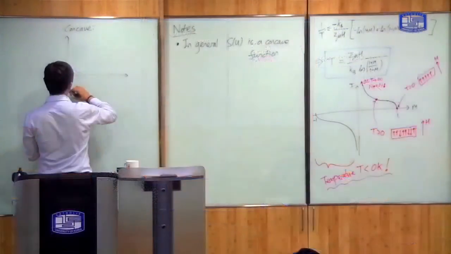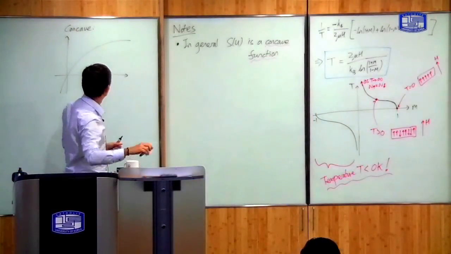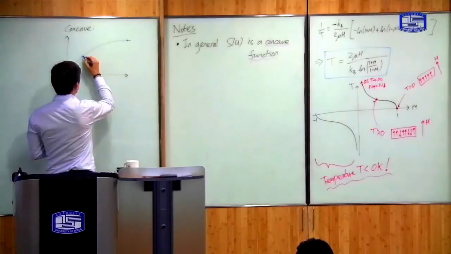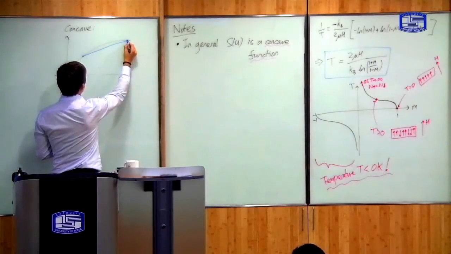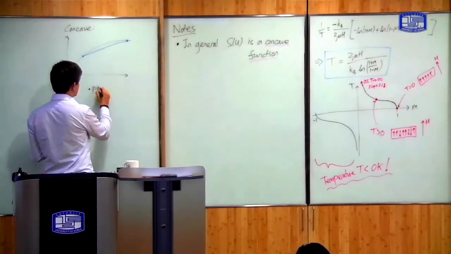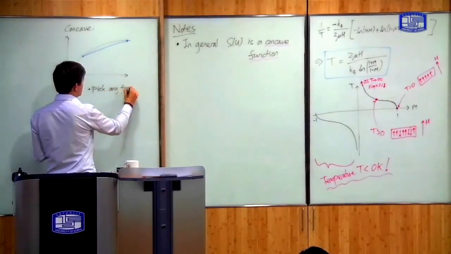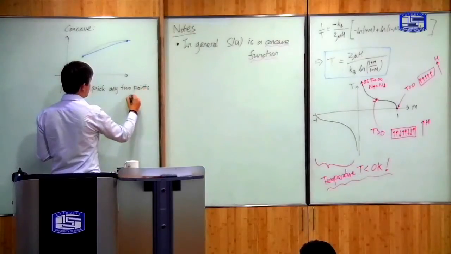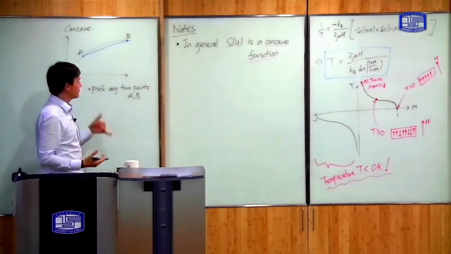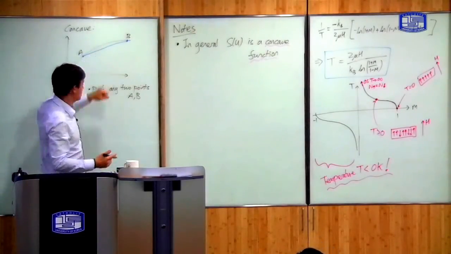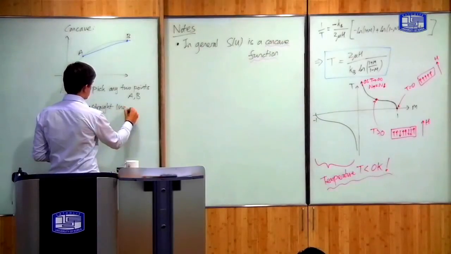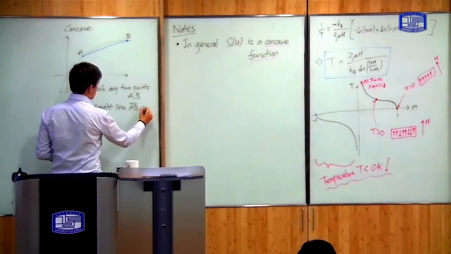It means the following. If I've got a function which looks something like this, pick any 2 points on the function. The straight line between these points will lie everywhere under the function. That's the definition of concave. Pick any 2 points, say A and B. A, this one is B, and then the straight line from A to B will always be under the function. That's the definition.